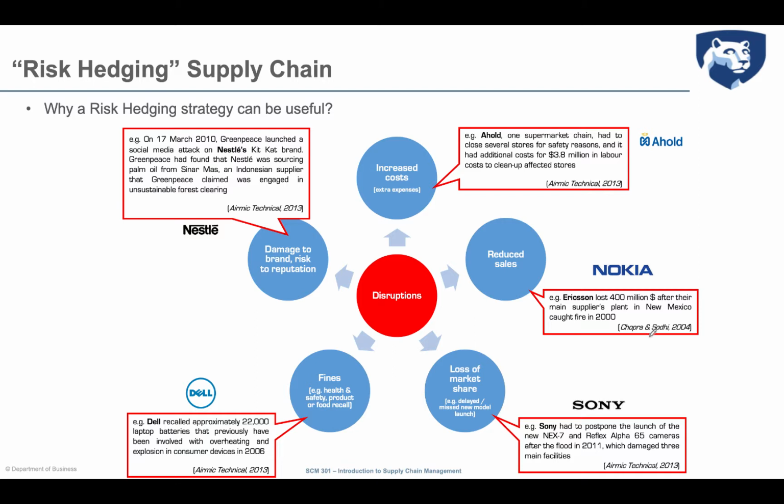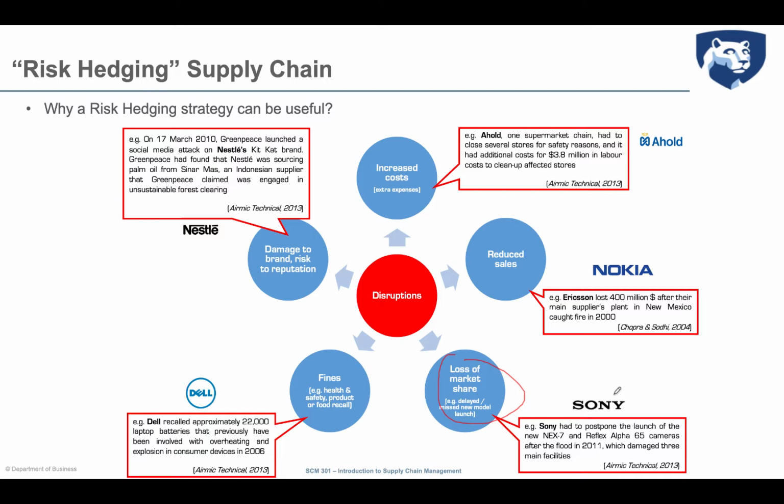Reduced sales: in 2000, Ericsson lost $4 million after their main supplier plant in New Mexico caught fire. So there was a problem in the supply base of Ericsson and Nokia, which were sharing the same supplier. There was a fire in the supplier plant, and while Nokia had a backup strategy, a second supplier able to cope with the disruption of the first one, Ericsson was not able to do that because it was not operating on a backup strategy and on a risk hedging configuration, and it was unable to sell a cell phone because this was a supplier of a critical component, while Nokia was. So the risk hedging configuration gave Nokia the possibility to keep selling the product while Ericsson experienced a huge loss of sales and loss of market share.